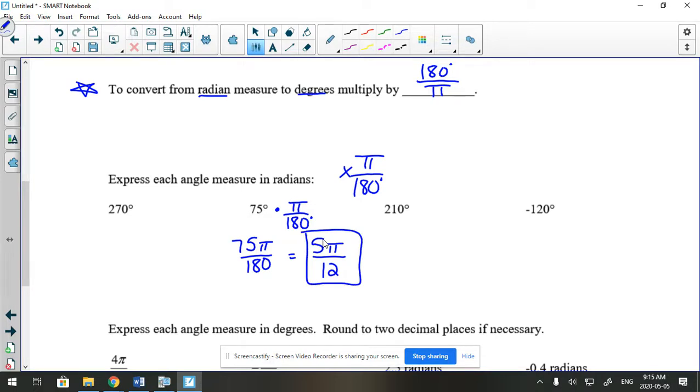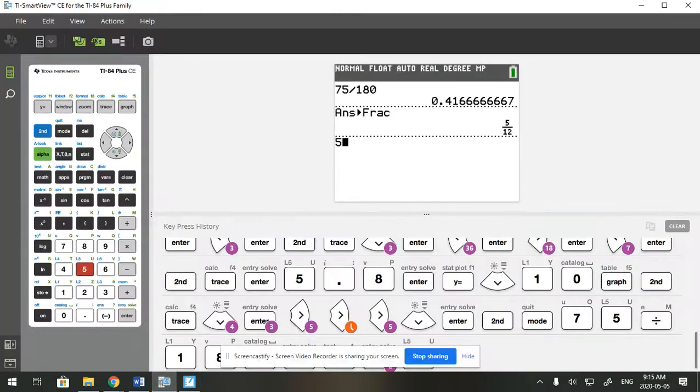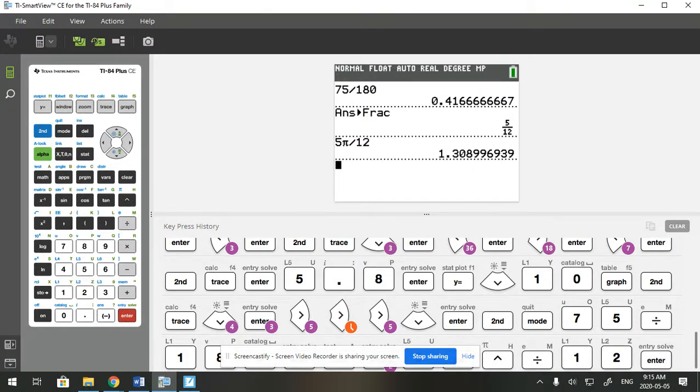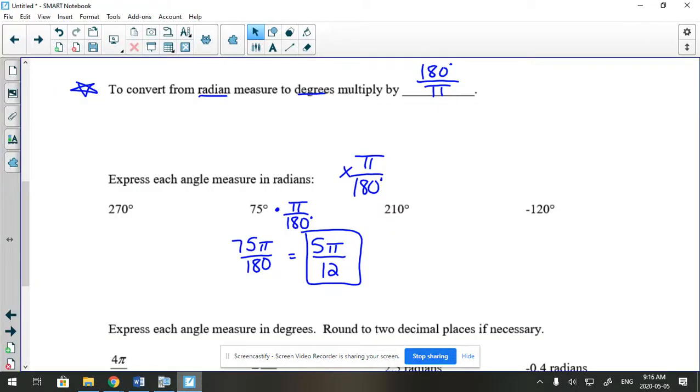If I wanted to write it approximately, then you could actually type it out and go 5 times pi divided by 12 and get the decimal for it. It just has to be rounded. So it'd be 1.309 radians. This is the way we usually use it, but if I ever have it written as a decimal, you know what that means, and it just means it's been multiplied out.